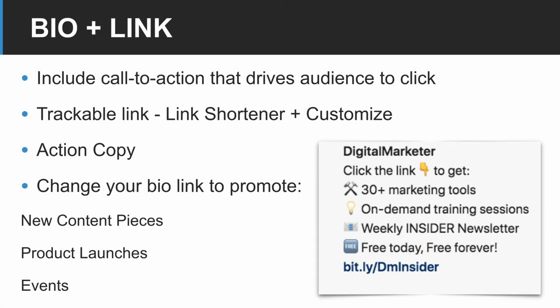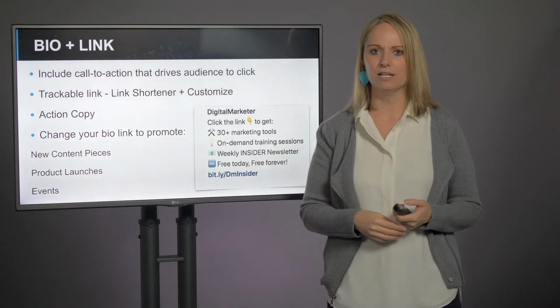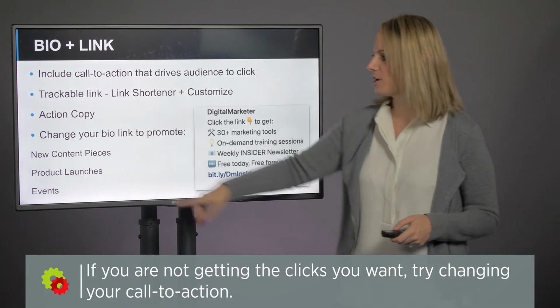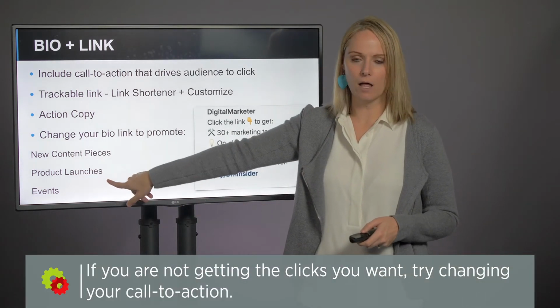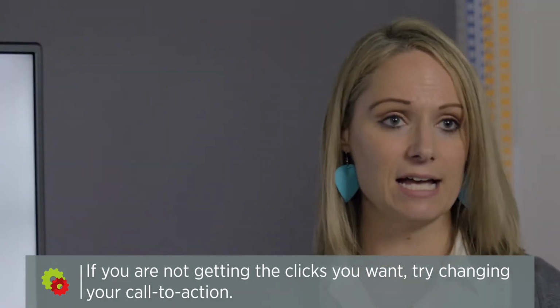Use a trackable link. You can use a link shortener, and then you can customize the copy. Include that action copy. And don't be set in your ways. You have your bio link, and you can see how many clicks your bio link is getting. If you say, oh, traffic has gone down, change it up. You may want to try new content pieces, product launches, even your upcoming events. For examples, let's take a look at some profiles.